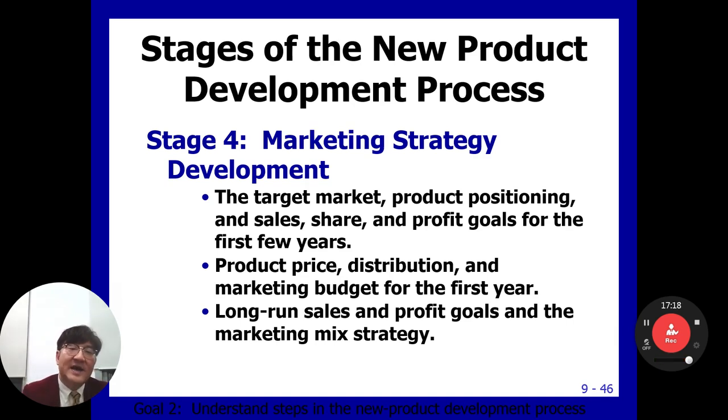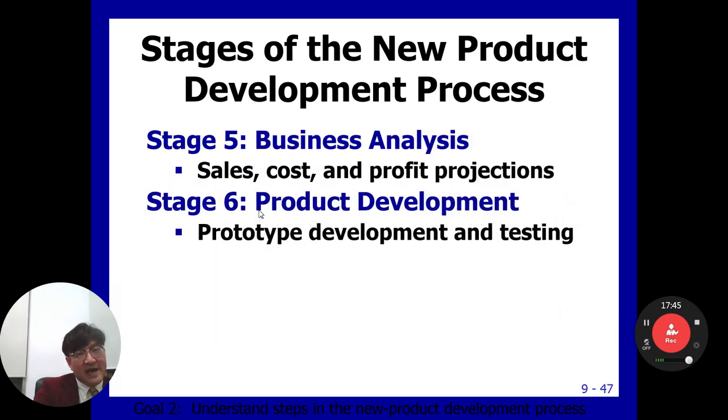All right, if the past stages were concept development and concept testing, now we are ready to make a marketing strategy. Then we have to decide who's going to be our target market, what's going to be our positioning for the product, and what's going to be the sales goal or share and so forth. You need to make some acceptable long-run sales goals and profit goals. That is what you have to do in stage 4. And after that, you need to move on to the business analysis.